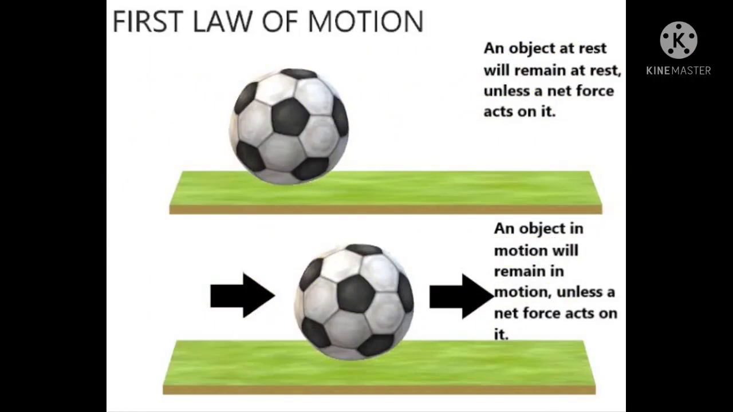Now let's try to understand the first law. You see the ball is on the table, no force is acting on it, so it is at rest. As soon as a force is acting on it towards the right, the ball keeps moving towards the right. Hear this one? This is the illustration of the first law.